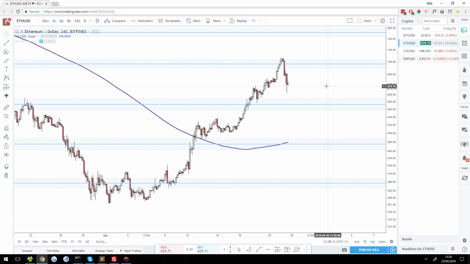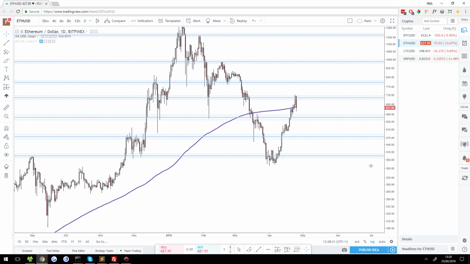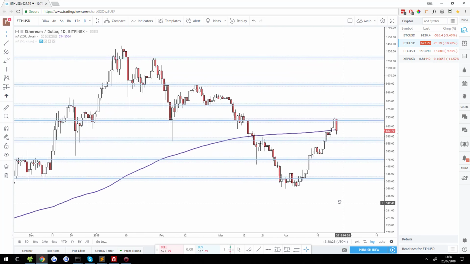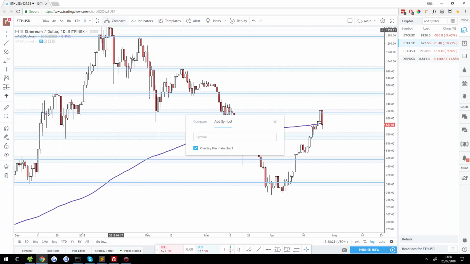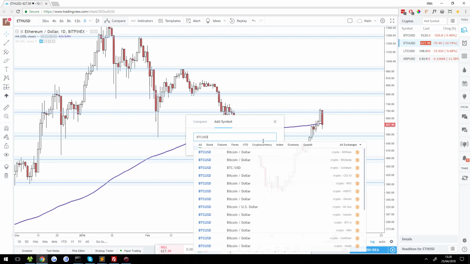ETHUSD. ETHUSD hit resistance and is headed back down. Now, overall, let me just, I'm going to go back to the daily, by the way. Last week I showed you examples of how we got heavy correlations on all these crypto pairs.